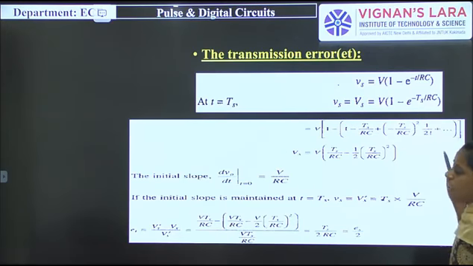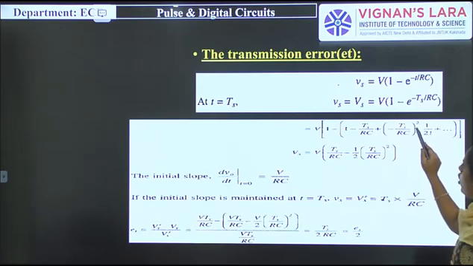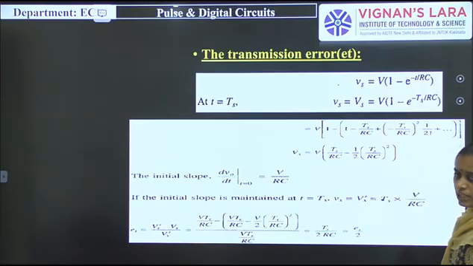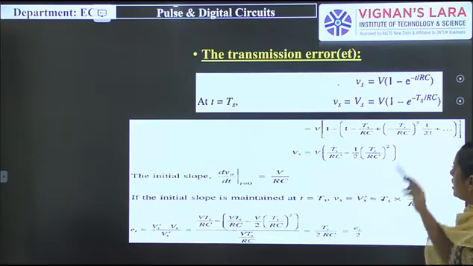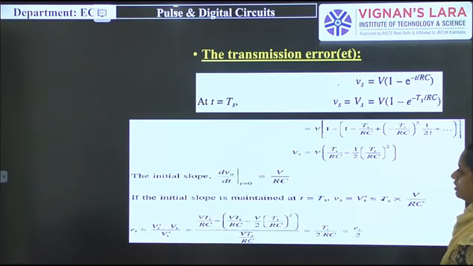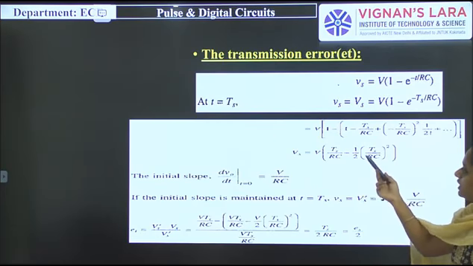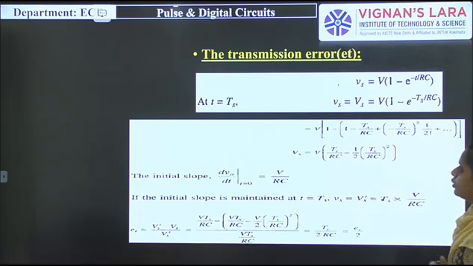Here I am applying a series expansion method to this and neglecting terms of more than 2 terms. Based upon our convenience we have to neglect the terms. Here I am neglecting more than 2 terms, nothing but cube terms. Then the equation will be V into Ts by Rc minus 1 by 2 into Ts by Rc whole square. So we have to write like this.